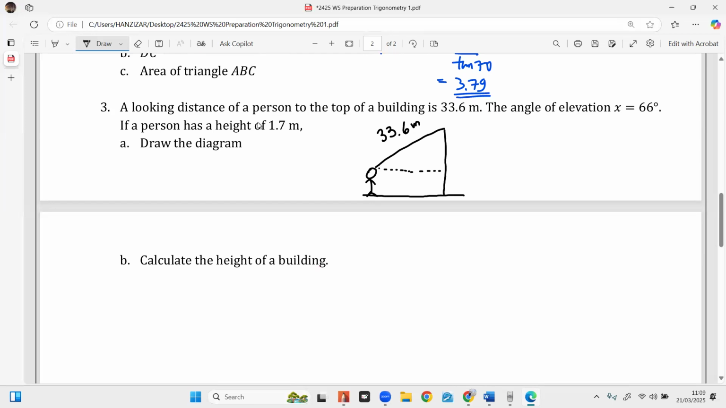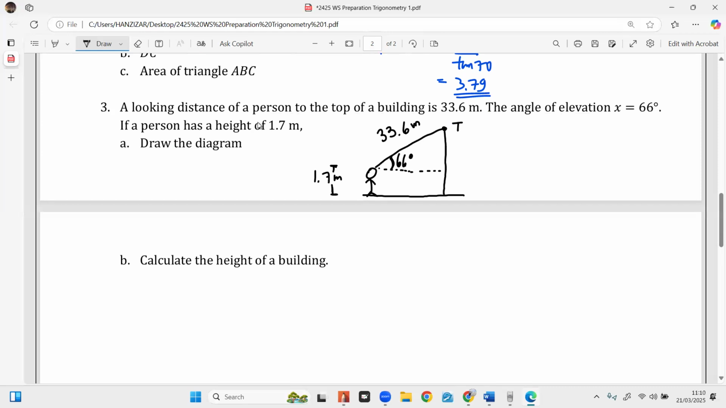Get it? A looking distance, the distance from his head or her eyes to the top of the building. Yeah, top. Or we can write down T is 33.6 meters. And the angle of elevation x is 66 degrees. So the 66 is here. And the person has a height of 1.7 meters. Make sense for you? How is it, guys? All good? The drawing is clear enough?